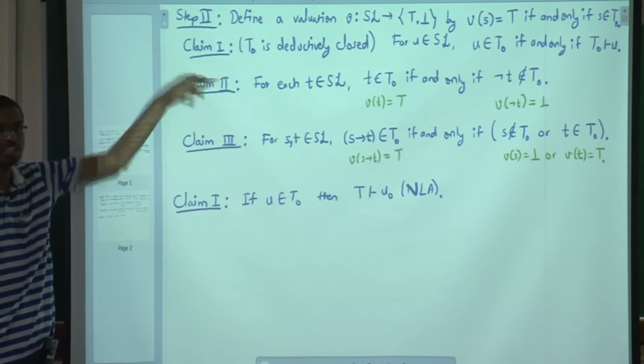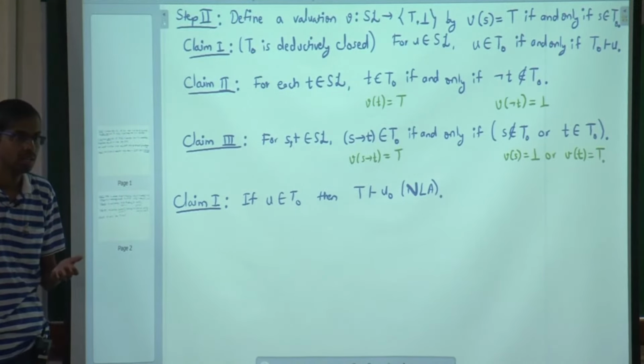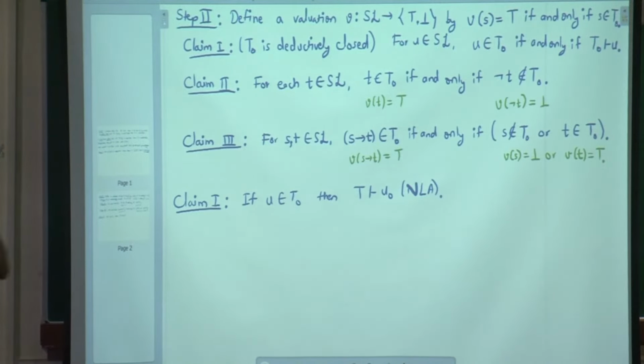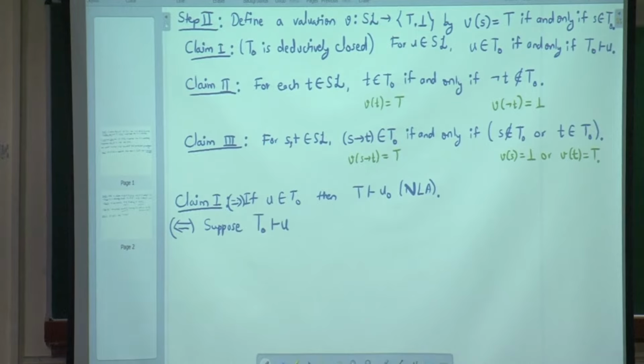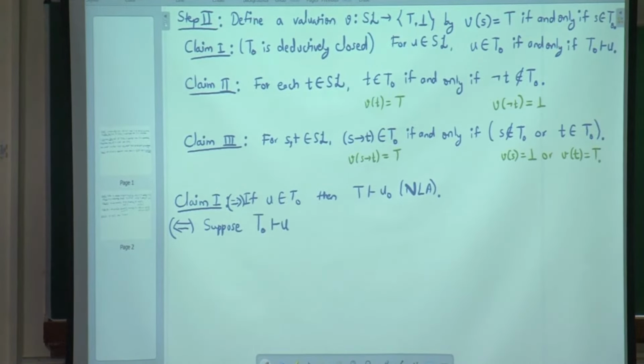That is the definition of being deductively closed. Deductively closed means whatever you can conclude from it, you have already included it. Whatever you can deduce from it, it's closed under all its deductions. So this is our direct implication, and for the reverse implication we have to do some work. So suppose U can be deduced from T naught, then what can we say?